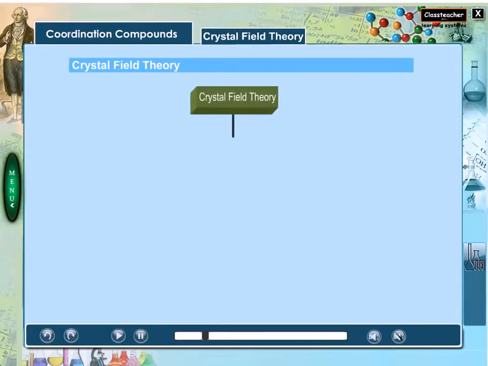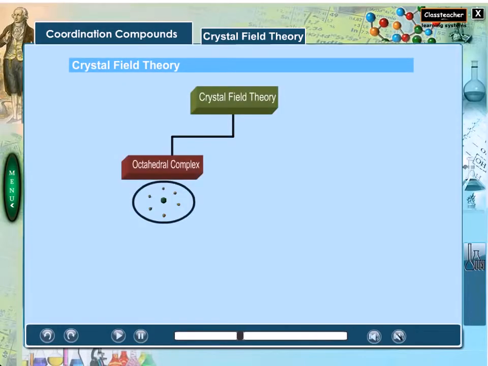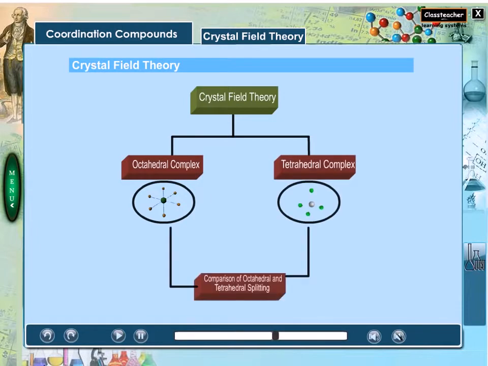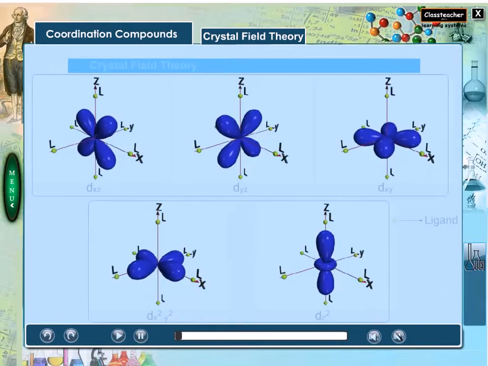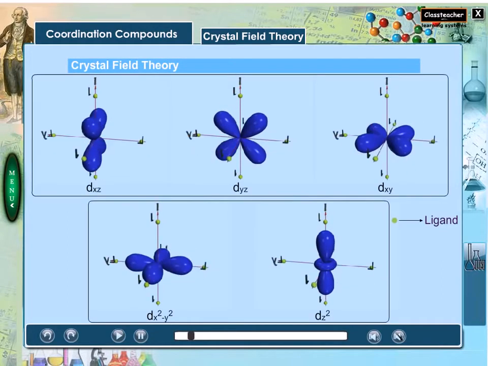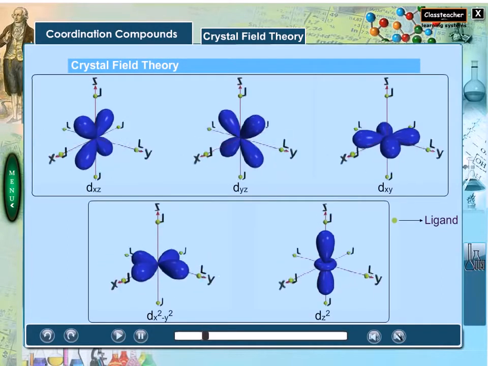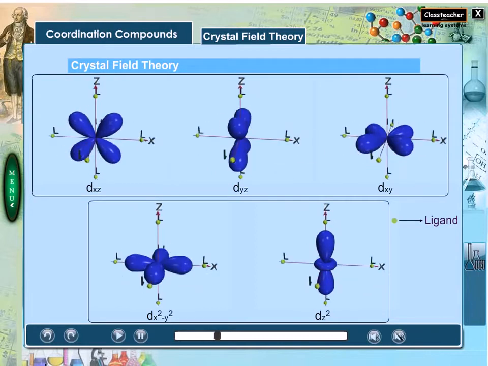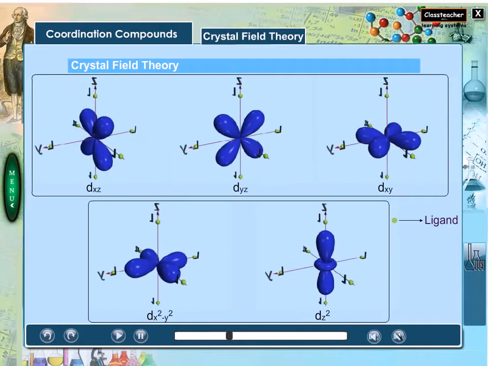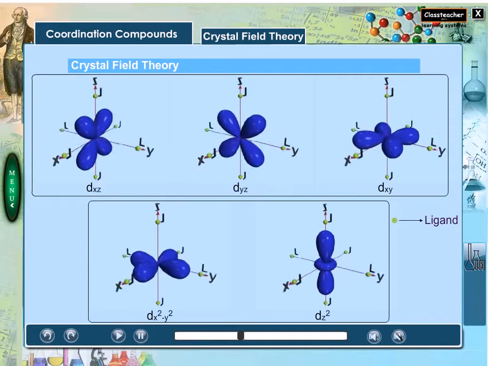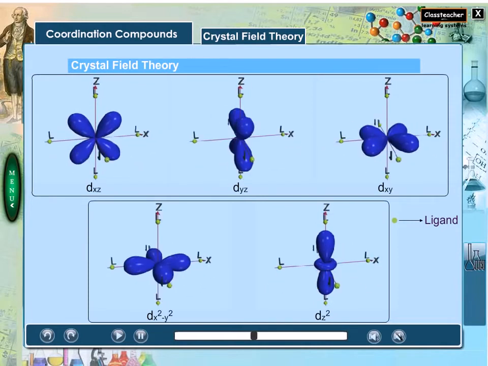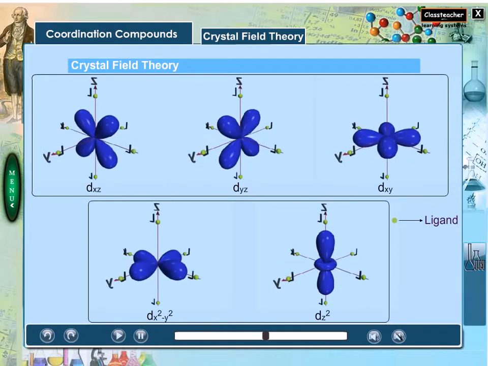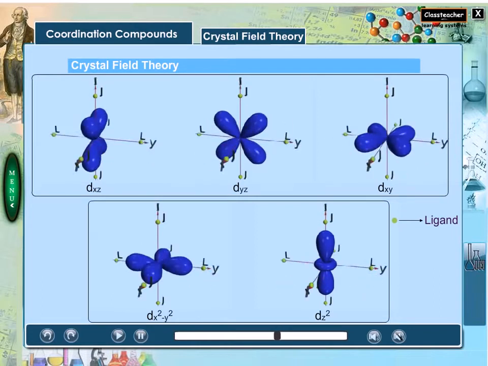Crystal field splitting, octahedral splitting, tetrahedral splitting. Transition metal chemistry is dominated by d electrons that can occupy 5 d orbitals. The crystal field theory, or CFT, is an electrostatic model. Ligands are treated as point charges or dipoles.